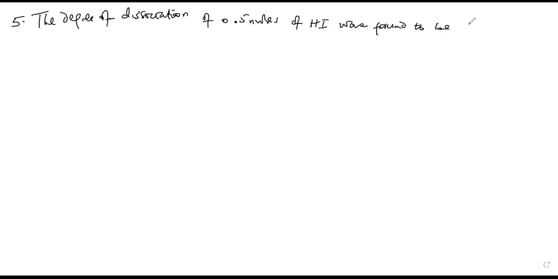The degree of dissociation of 0.5 moles of hydrogen iodide was found to be 25% at a certain temperature in a 1.5 decimeters cubed vessel. Calculate the equilibrium constant Kp.